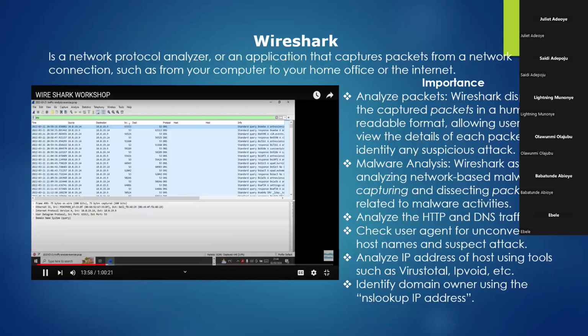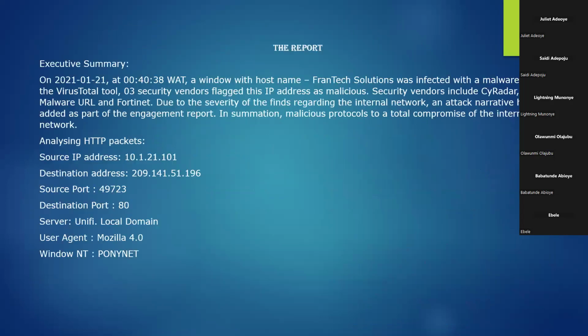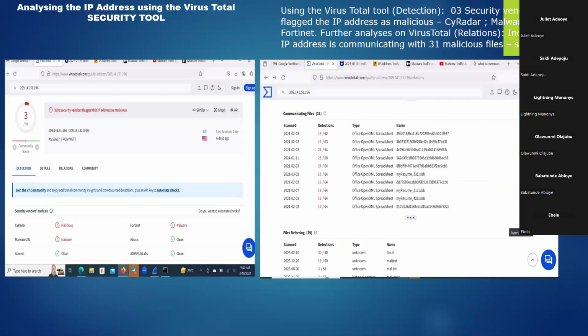We also talked about Wireshark, which is an analysis tool. Protocol analyzer talks about how we analyze packets, malware analysis, check user agents, and identify domain names. And then that is Wireshark for us. This is also a Wireshark data analysis.